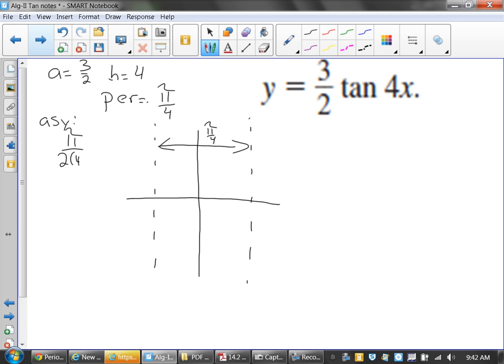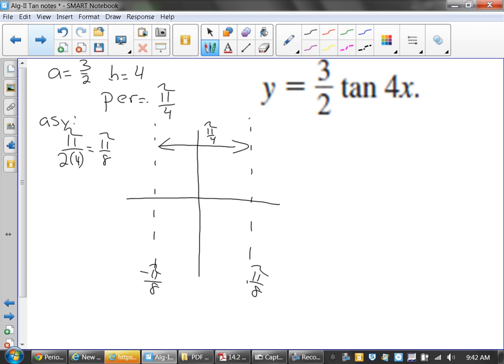So your asymptotes then, if your period is pi over 4, your asymptotes will be at pi over 2 times 4, which is pi over 8. It's another way to write it out. I like using the logic part as opposed to writing the equation part out. I think it's a little bit cleaner, but to each his own. So the asymptotes are at pi over 8 and negative pi over 8.